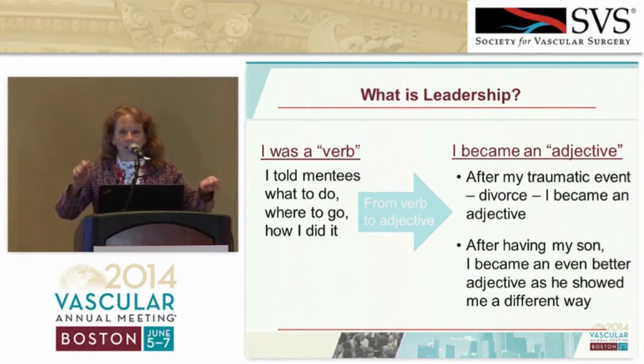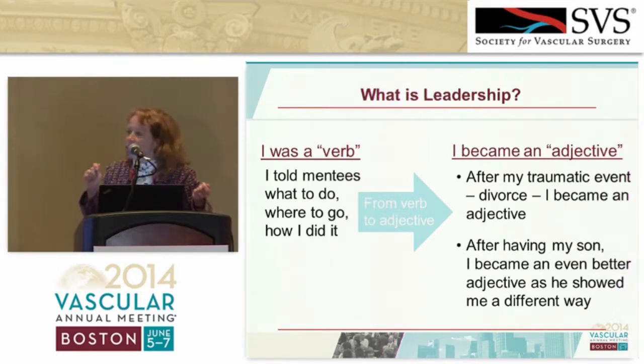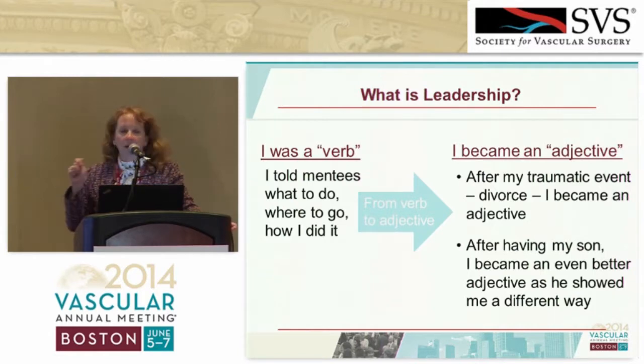So for surgeons, we like it simple, right? Okay, so I was a verb. I was a really good verb. When I was younger, I could tell mentees what to do, where to go, how I did it. I could tell anybody anything, because that was what I thought leading was in the first 10 years of my life, telling everybody what to do because I thought that's what a strong leader looked like. Now, after my traumatic event, my divorce and recalibrating, I became an adjective.